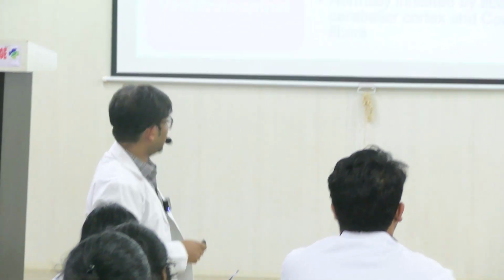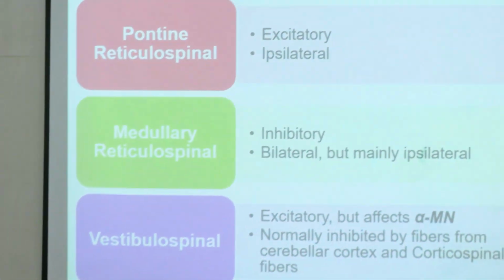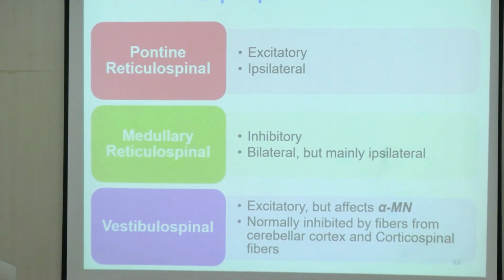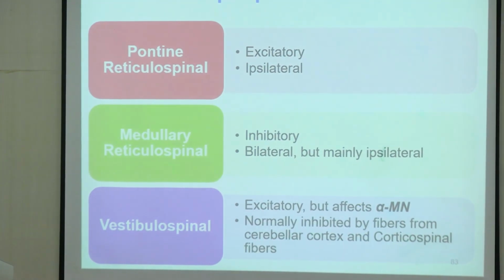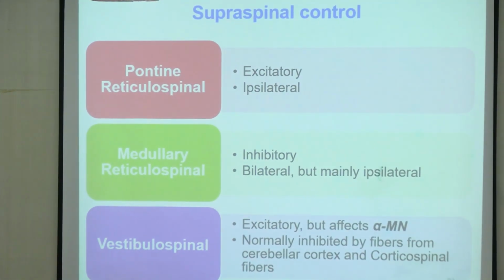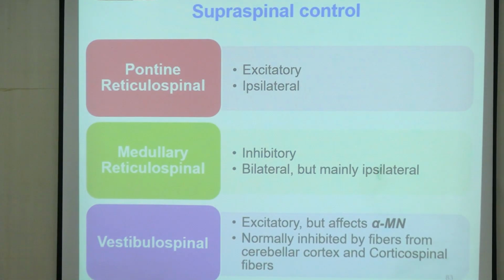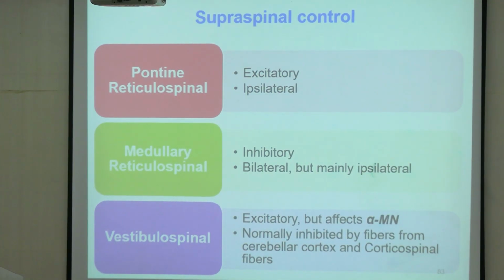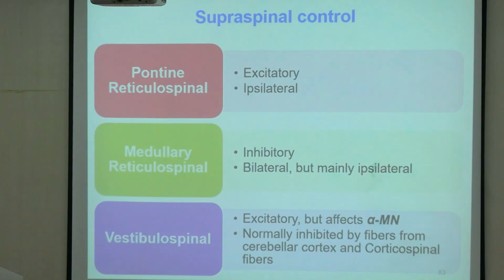Now coming back to the tracts. This is a recapitulation of the previous class. I have just put things together. Pontine reticulospinal tract is an excitatory influence on the tone, on the stretch reflex arc. So it increases muscle tone. Medullary reticulospinal tract inhibits muscle tone, right? Both these actions are happening through the stretch reflex arc or the gamma motor neurons.